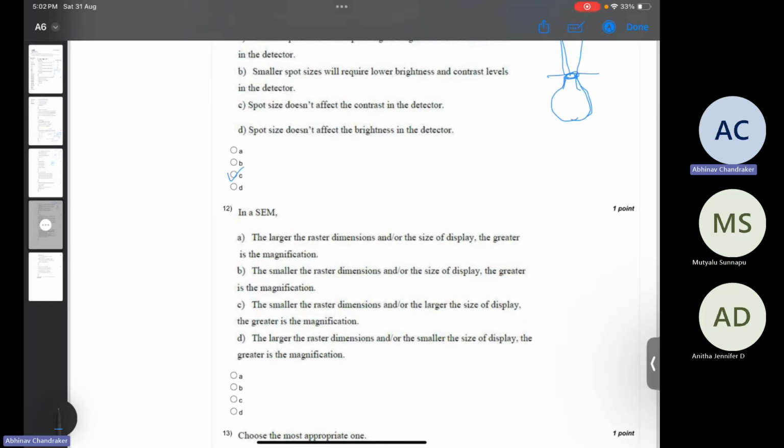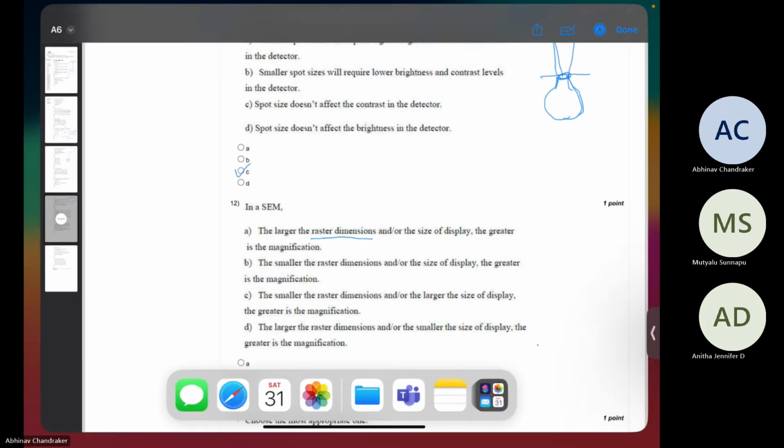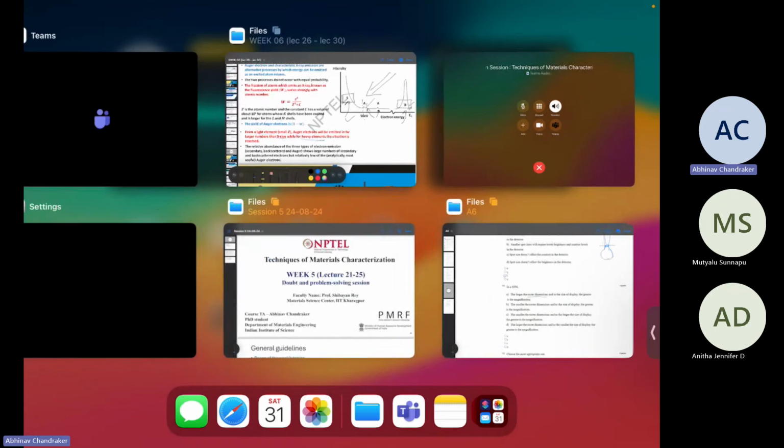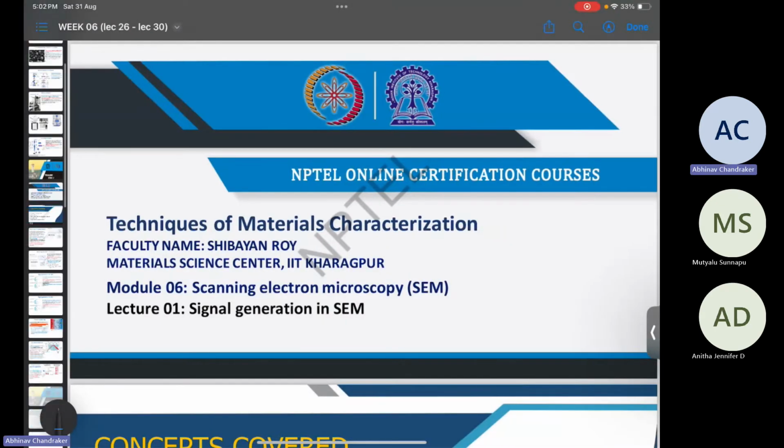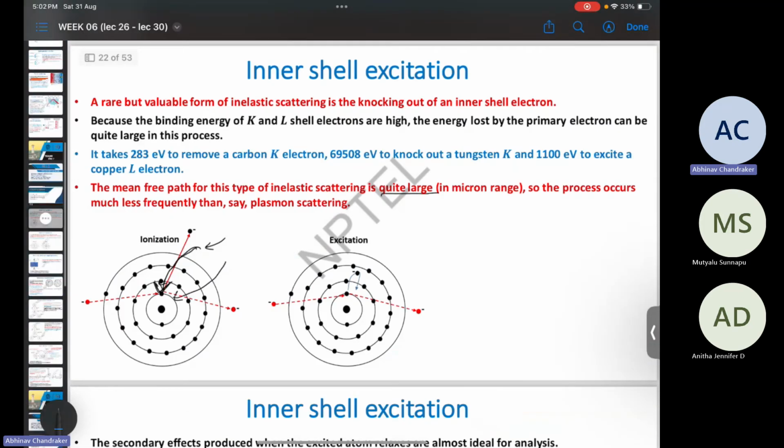So here, should I explain? Yeah, please, sir. So do you understand rastering, raster dimension? Rastering. Yeah. Raster dimensions. Please. Okay, so this is related to it. I'll show the slide where we have the figure for it.